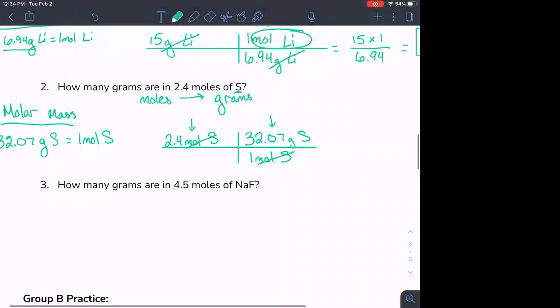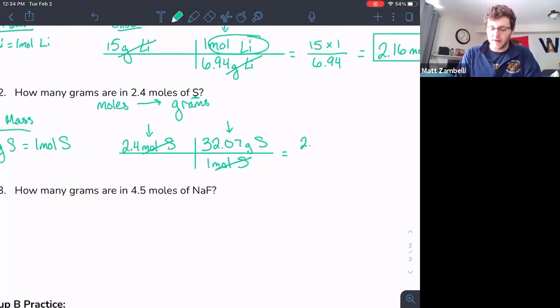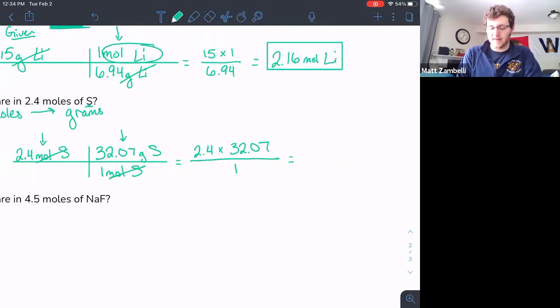All right. Now we're going to multiply everything on top. So the 2.4 times the 32.07. And we're going to divide by the bottom, which is 1. And how many grams do I have as my final answer?